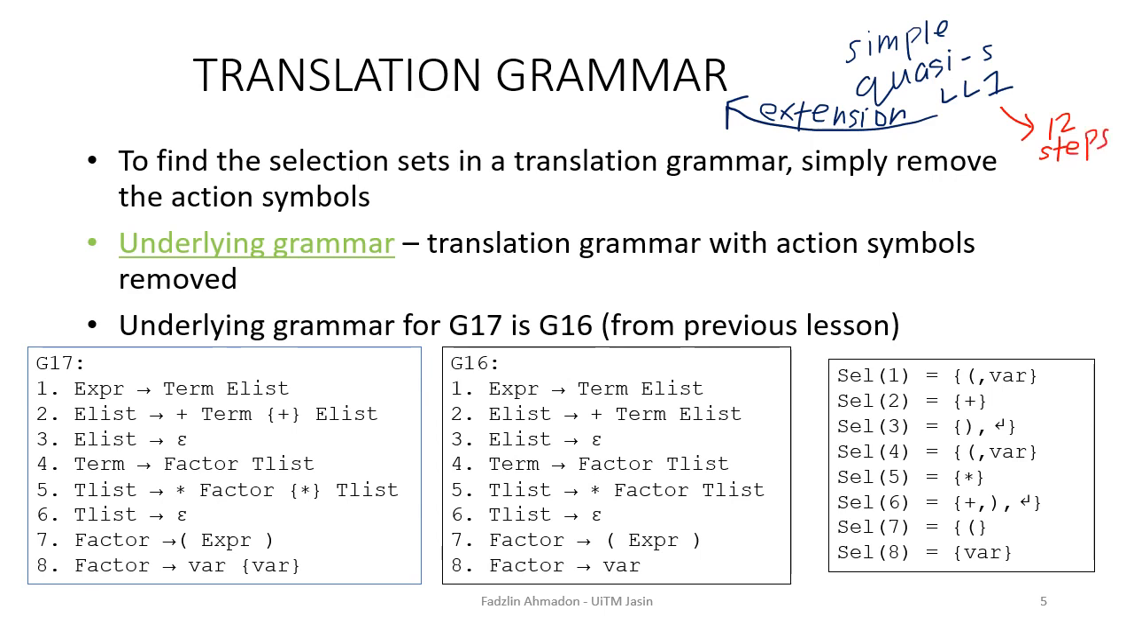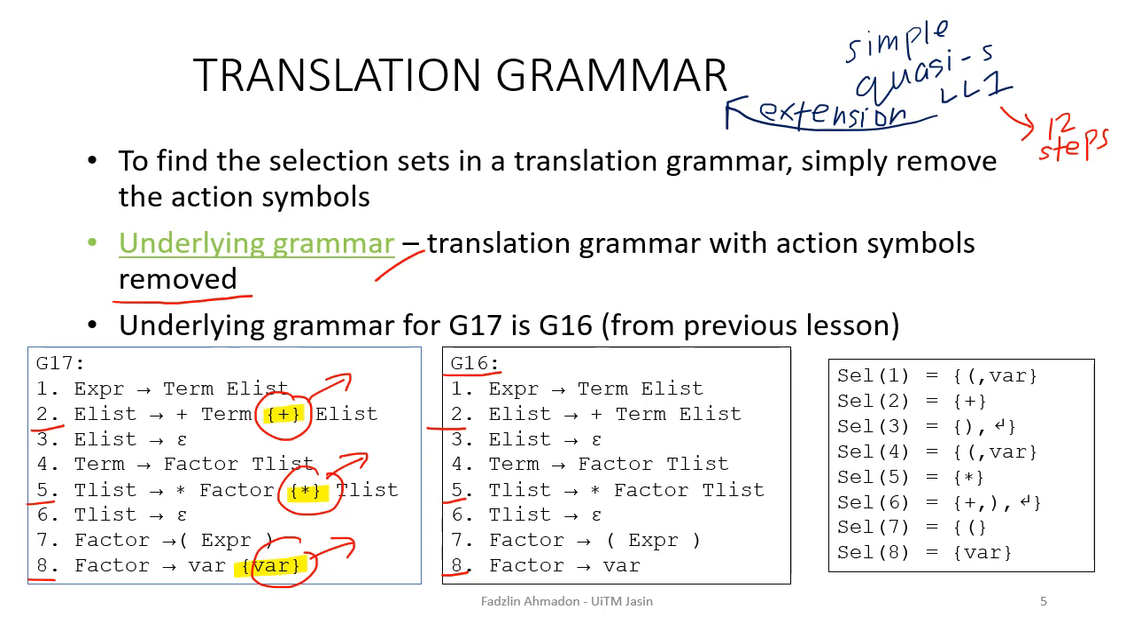in order to find the selection set, but before we do that, all the action symbols need to be moved out first. So if you look at grammar 17, we have noticed before that rule 2, rule 5, and rule 8 have action symbols. So once we take them out, we are left with the underlying grammar. And this is the translation grammar with the action symbols removed. And once we take out all these action symbols from the grammar, we are left with grammar 16. And grammar 16 is grammar 17 with their action symbols removed, because if you look at rule number 2, rule number 5, and rule number 8, grammar 16 is the same grammar, just with the action symbols removed.